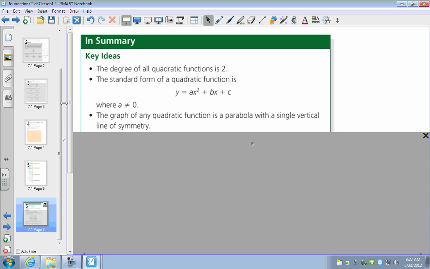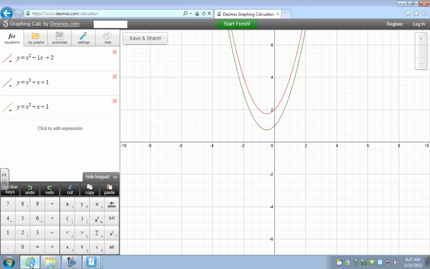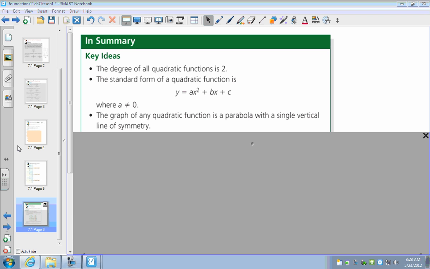Summarized it right here. If you do want to graph like this, I love using this. It's called desmos.com/calculator, and you just type in the equation. You can change the color and all of those sorts of things.